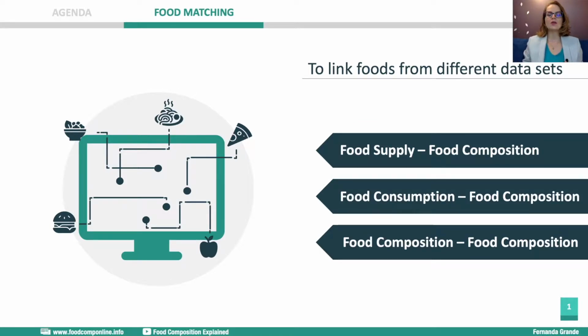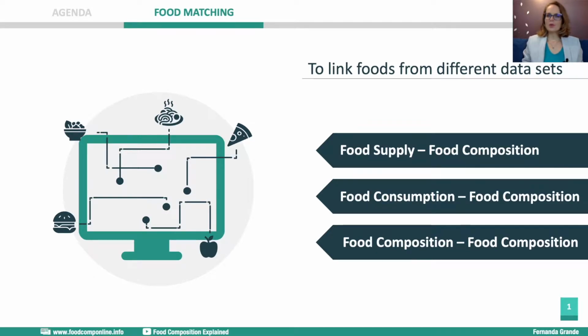And this is a very important step during the elaboration of food composition databases for data aggregation, such as when we are combining the available data to calculate an average value, or also when we are borrowing data from different food composition tables to fill the missing values in our database.